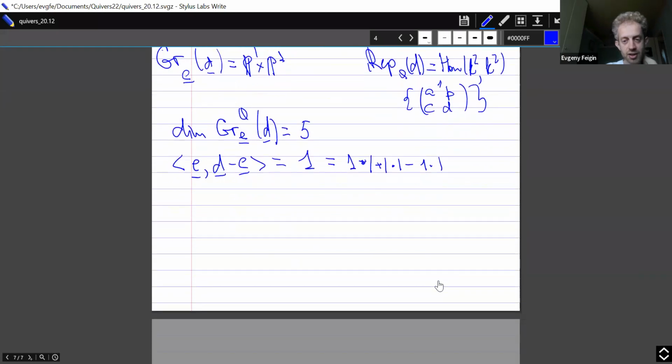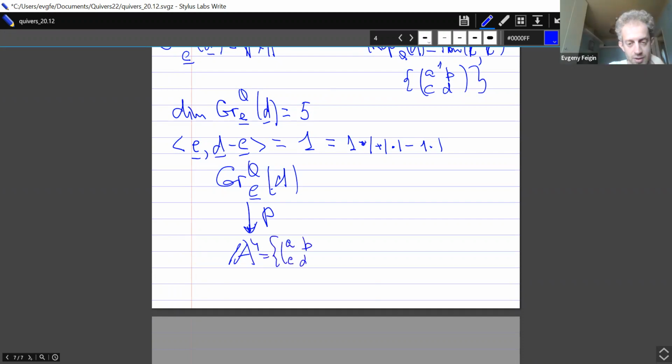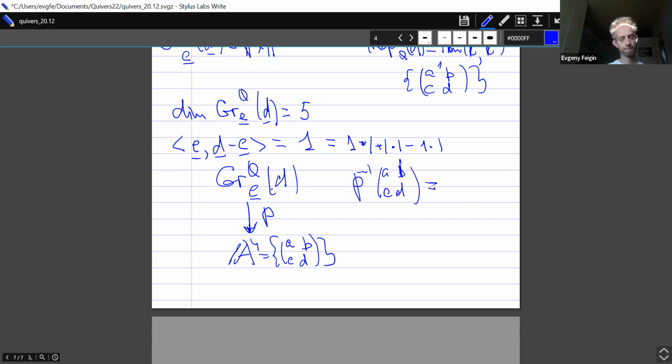Now let's consider this projection map, from the universal Quiver Grassmannian GR_E QD to A4, with coordinates A, B, C, D. Let us describe what is P inverse of a point ABCD. Can you tell me how it looks? Can we assume that the matrix is degenerate first? Well, we have to work out all the cases, because we are interested in the fibers for all points in this A4.